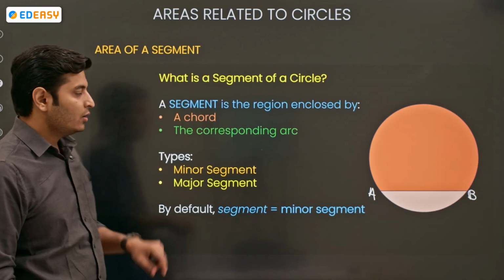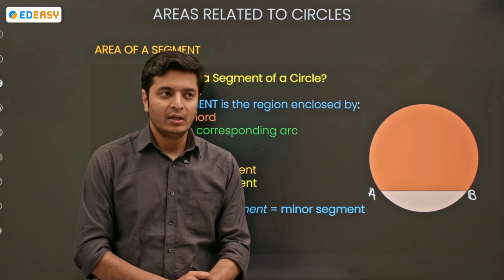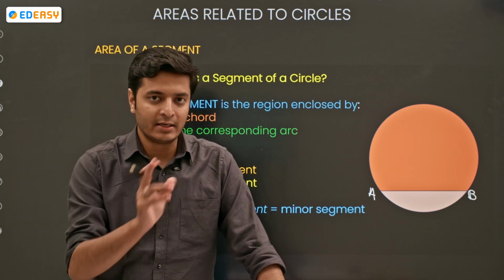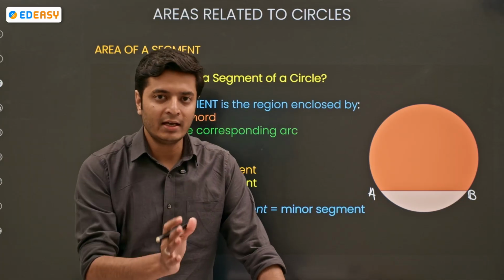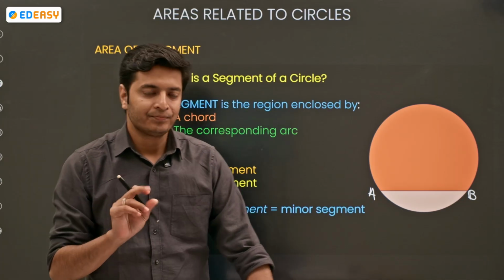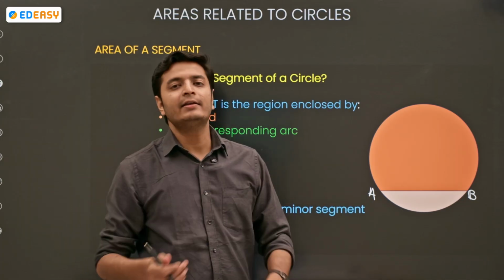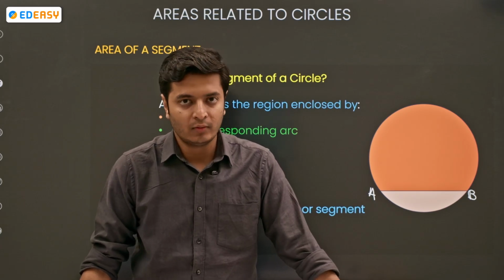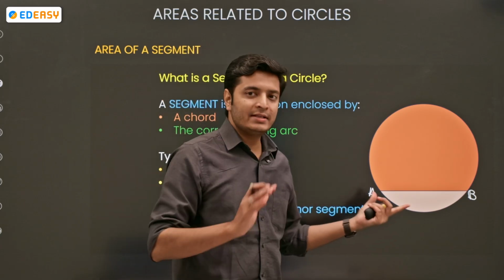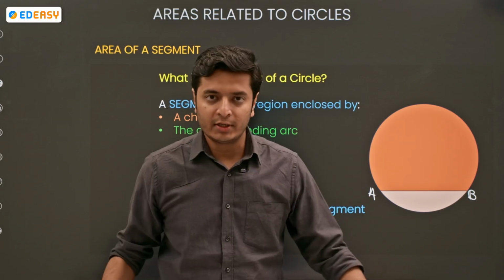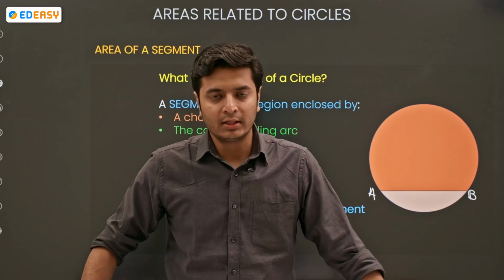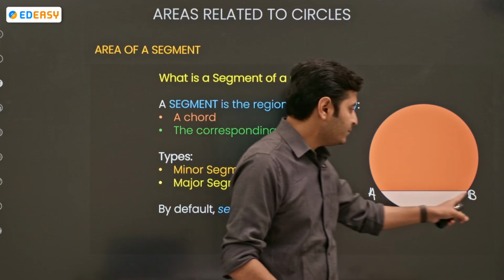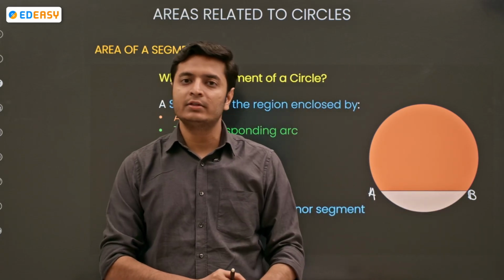Okay. First thing, what is a segment? As we know that sector is area enclosed or region enclosed in between two radii and the arc, correct? Segment is a little different thing. Do we remember what a chord is? We do, right? So a chord is a line segment joining any 2 points on the boundary of the circle, correct? In this figure, you can see A and B are 2 points on the boundary of the circle.